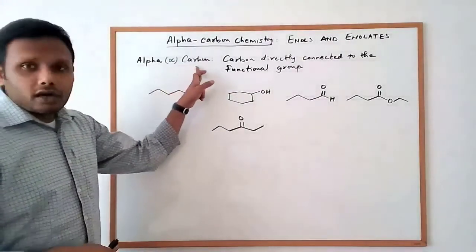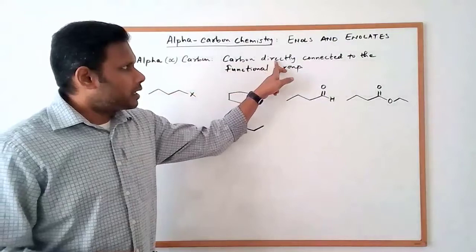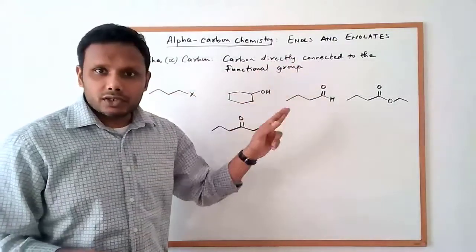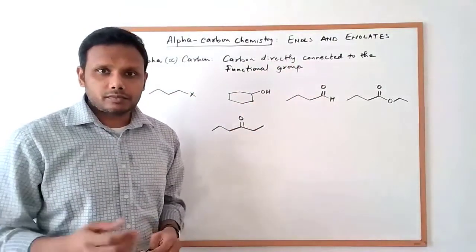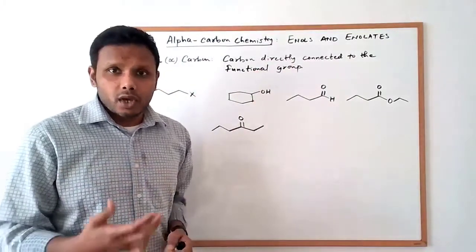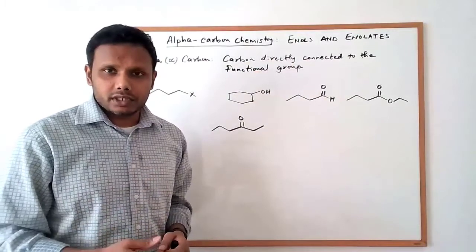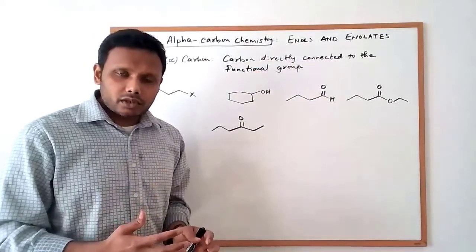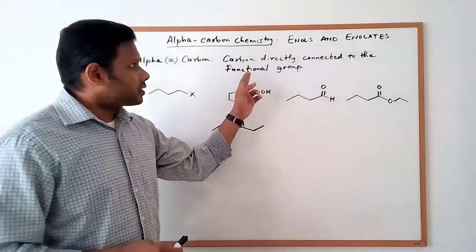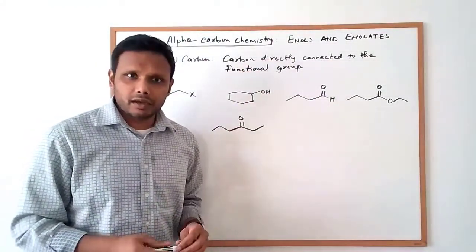So the alpha carbon in a molecule would be defined as the carbon that's directly connected to the functional group in that molecule. Now, if you have a molecule with several functional groups, you would probably have several alpha carbons. That is a possibility. But if you're focusing on simple molecules, we can define it as the carbon that's directly connected to the functional group. So let's look at some examples.